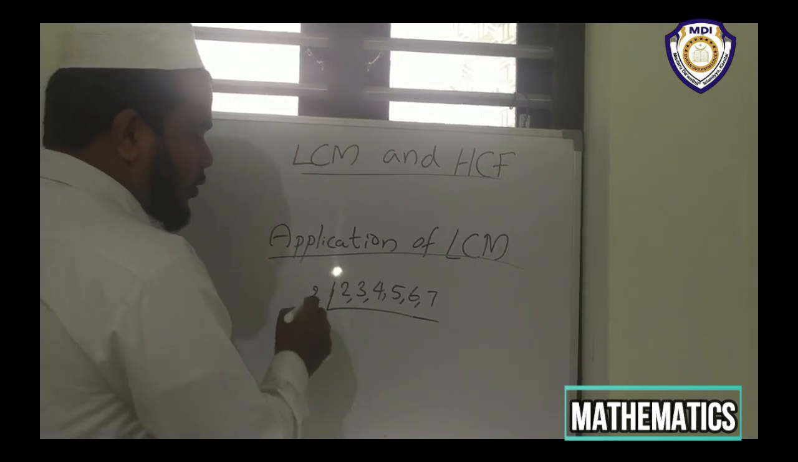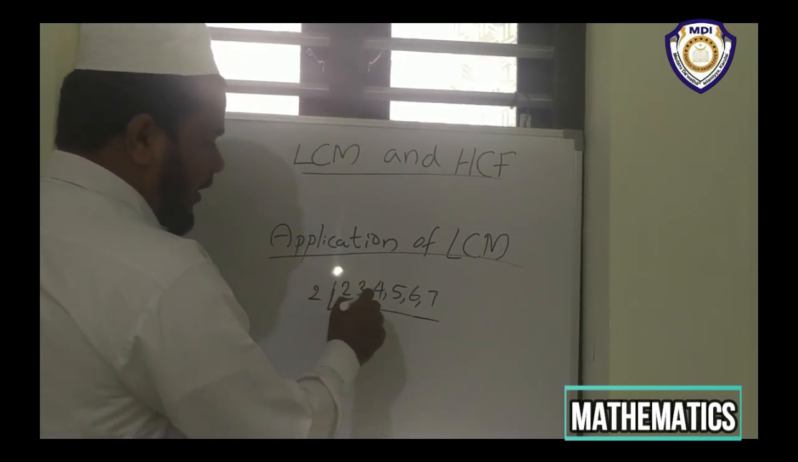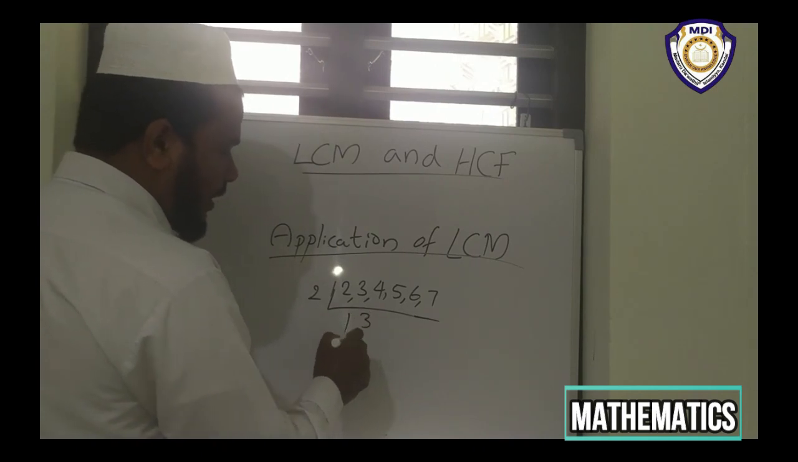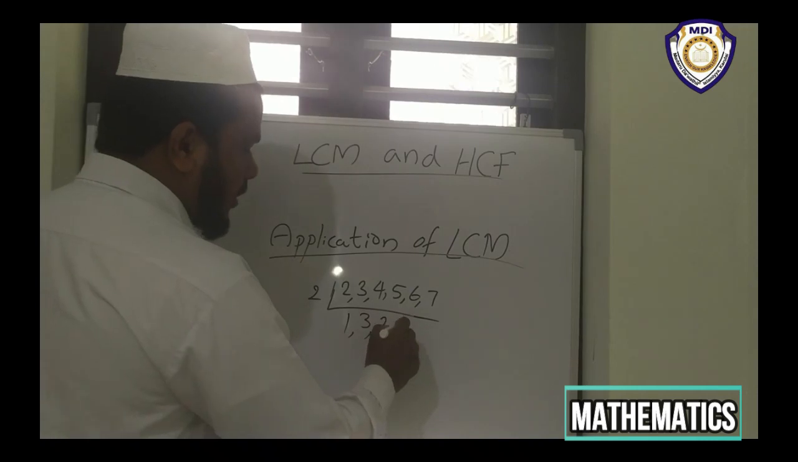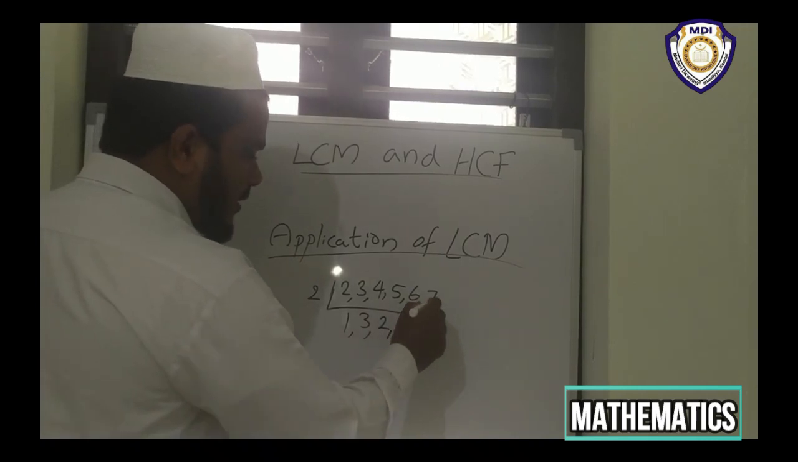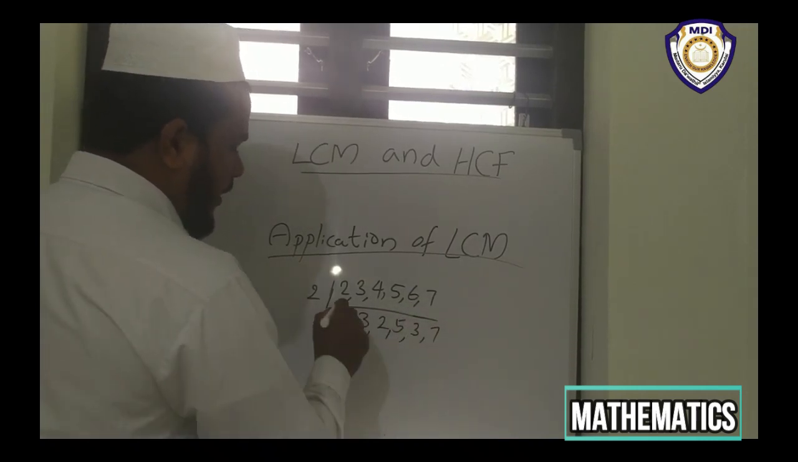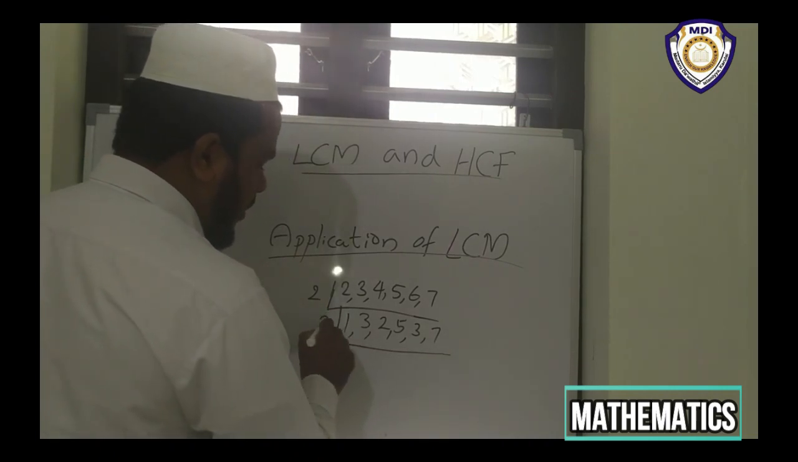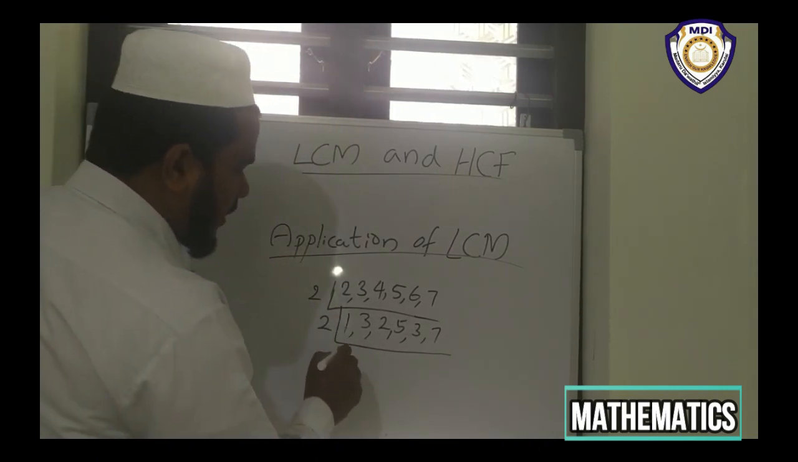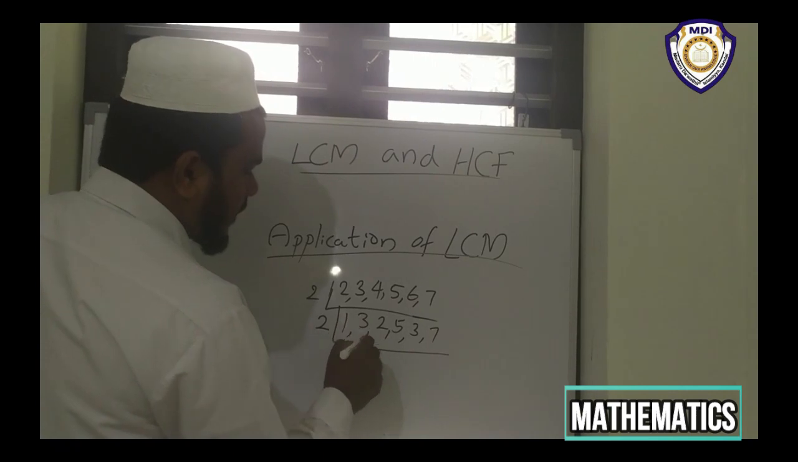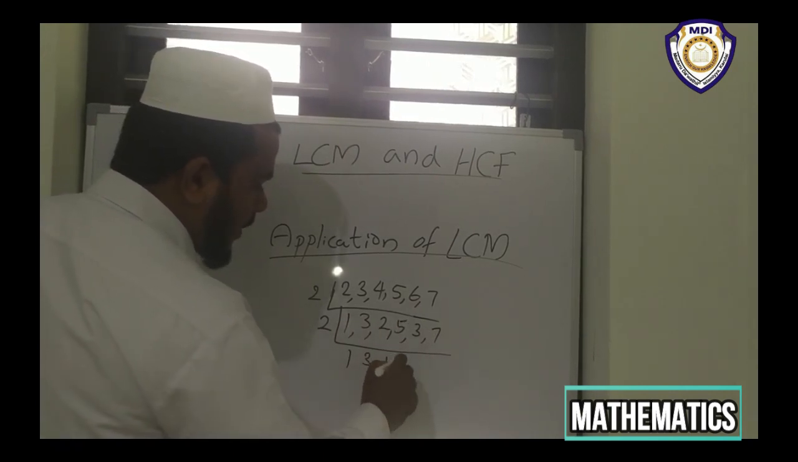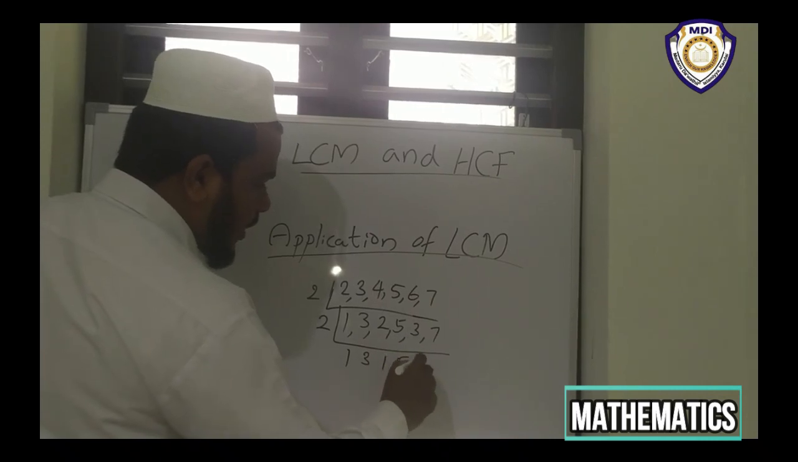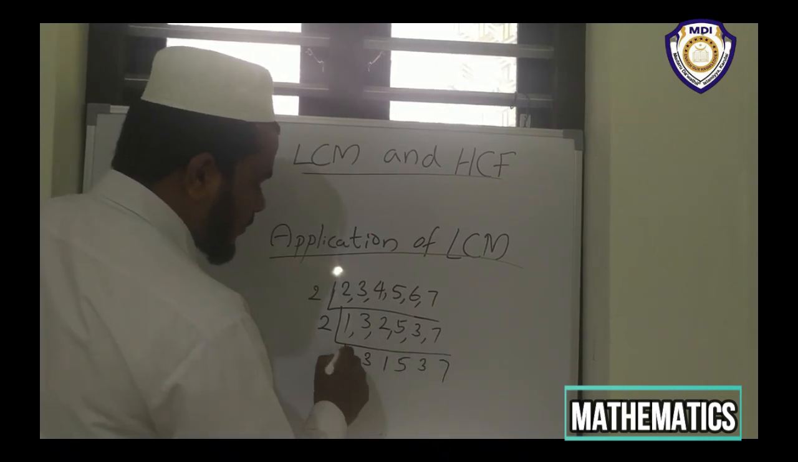2 can be divided by 2, then 1. 3 cannot be divided by 2, so we write 3. 4 divided by 2 is 2. 5 not. 6 yes. 7 not. Then next step, we take 2 again: 1 stays 1, 3 stays 3, 2 becomes 1, 5 stays 5, 3 stays 3, 7 stays 7.